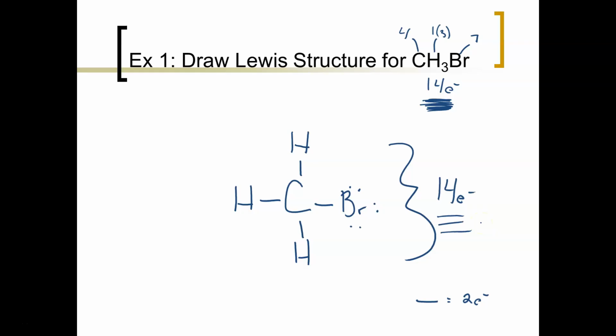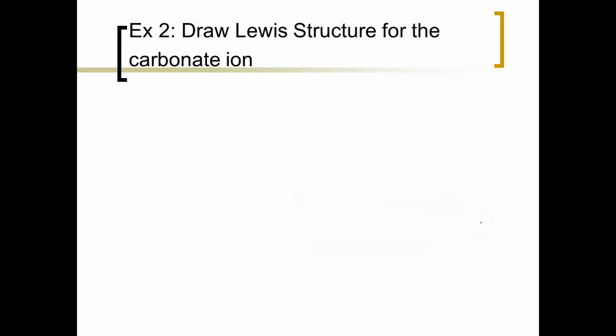All right, the next one's a little more complicated. Things escalate quickly here. We're going to look at the carbonate ion, and the carbonate ion from our nomenclature unit is CO3 with a -2 charge on it. Let's go ahead and figure out our total number of electrons. So carbon, we know, has 4. Oxygen, if you look at the periodic table, it's in group 16. Oxygen has 6 valence electrons, and there's 3 oxygens here. And now look, you have a -2 charge.